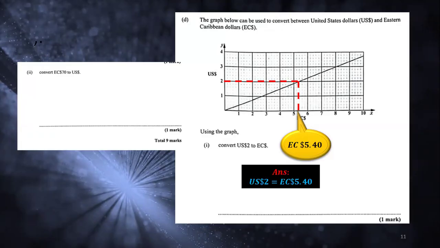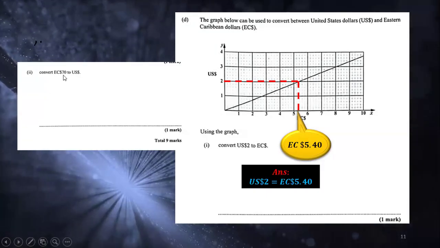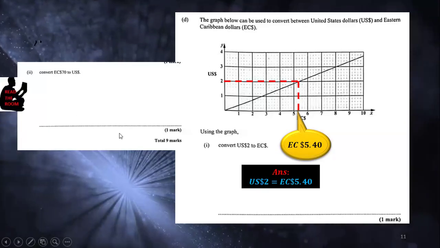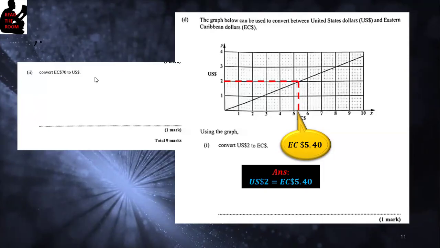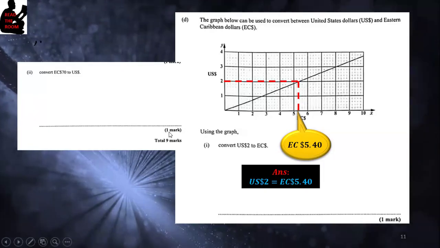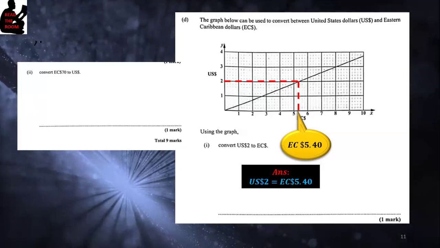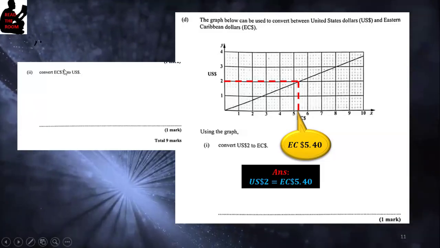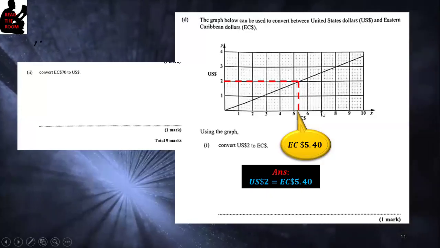Hey guys, great. So in this question here, it says convert 70 EC to US dollars. And this question is what I like to call a read the room question, right? So if you read the room, you may be able to work this out faster, especially the fact that this is 1 mark. So it may not be involving a lot of calculations. So I'm seeing a 7 here. Sorry, a 70. And I'm seeing a 7 here. So what may be the best option for you?